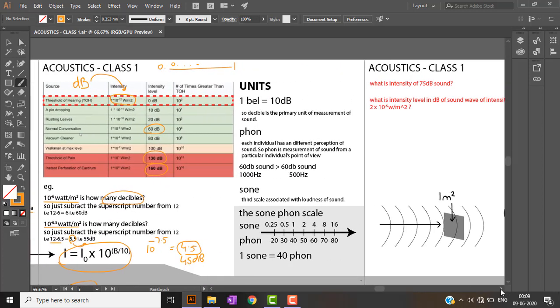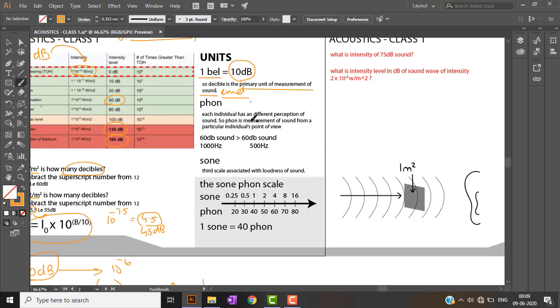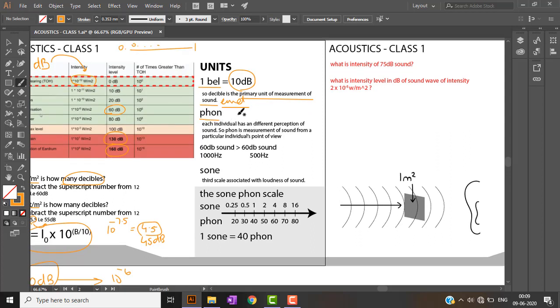Let's look at some units which are related to these terms. Sound is measured in decibel. So 1 bel is equal to 10 decibel. Decibel is the primary unit of measurement of sound intensity level.